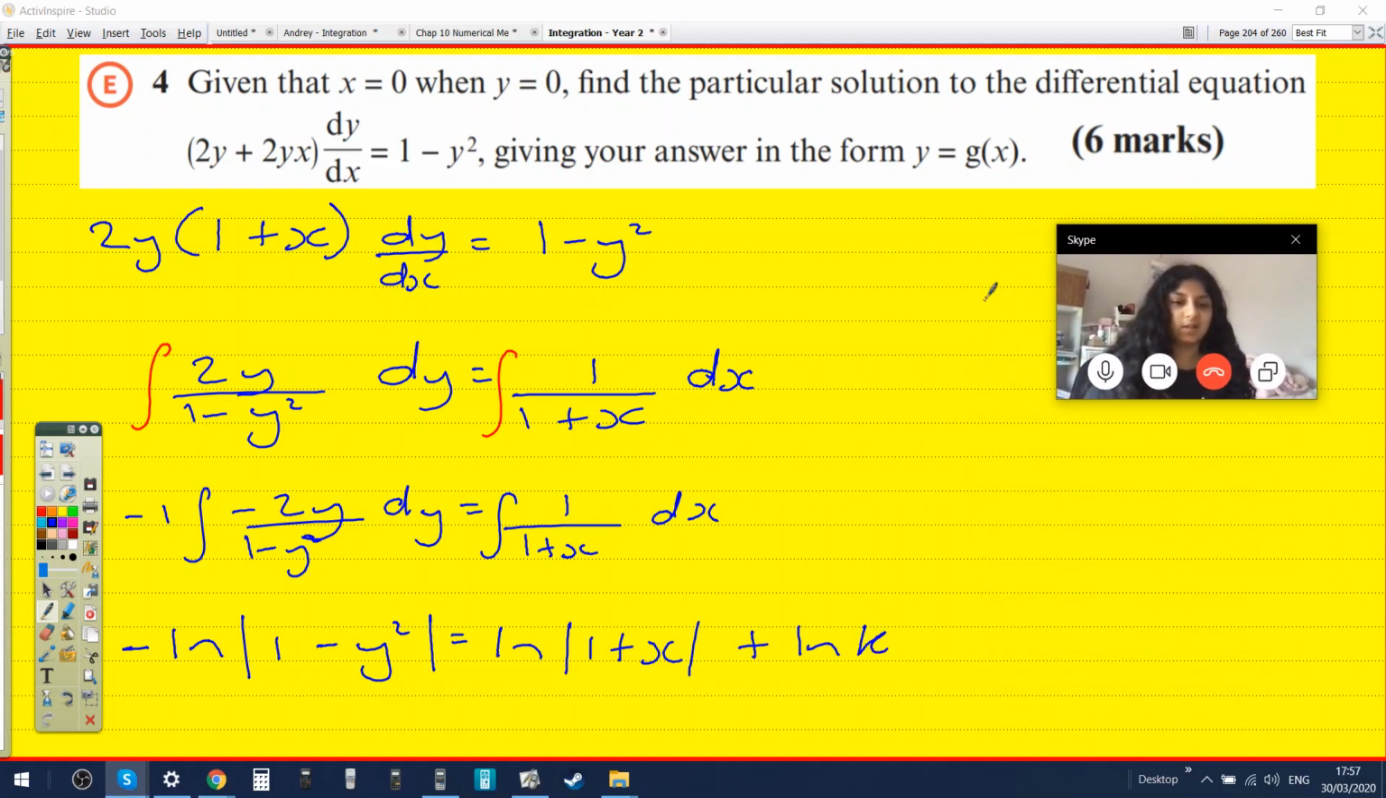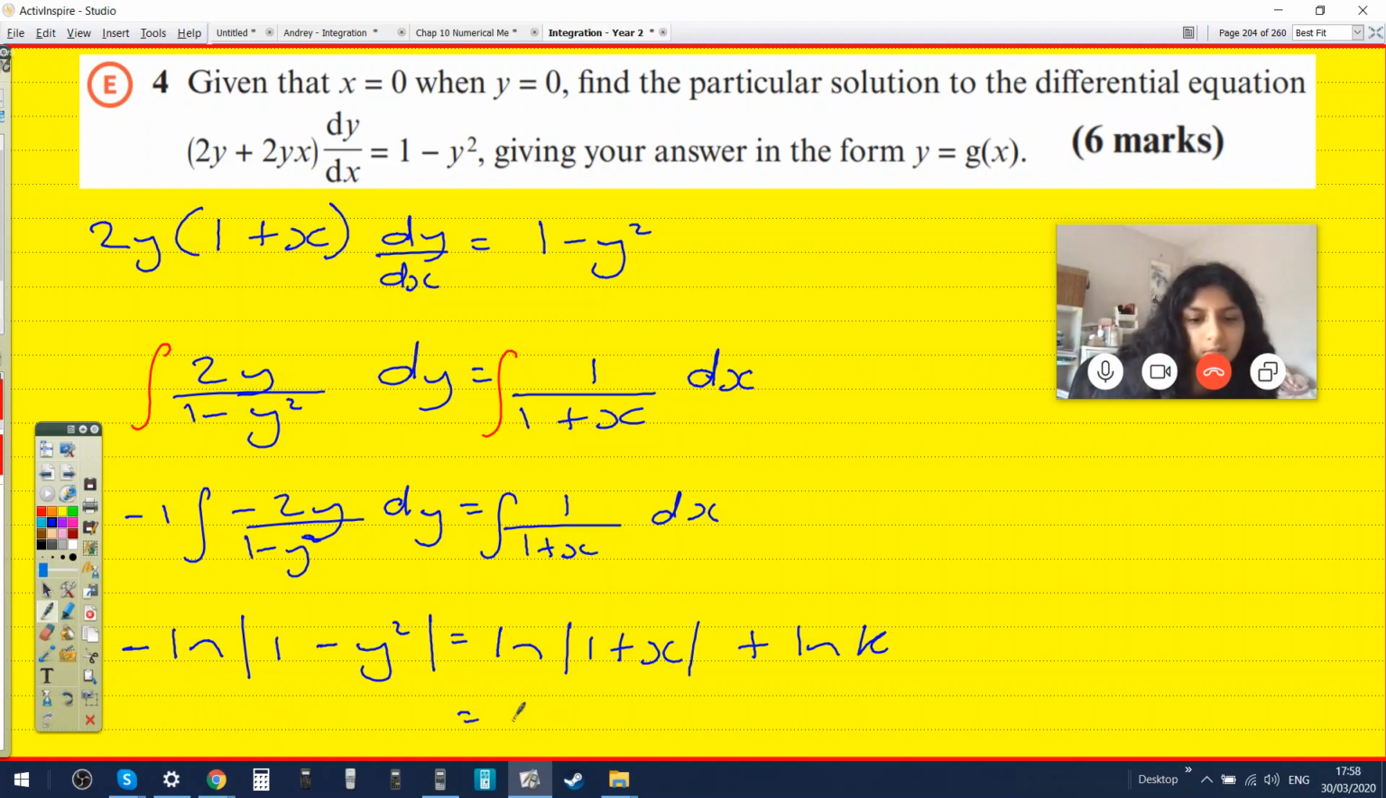So then when you put everything to the power of e, you just have minus 1 plus y squared, and then 1 plus x plus k. Let me think about this. Minus 1 minus y squared, is it? No, you wouldn't have plus k. You would have k multiplied by 1 plus x on the right. And so this one can be written as ln k(1 plus x).